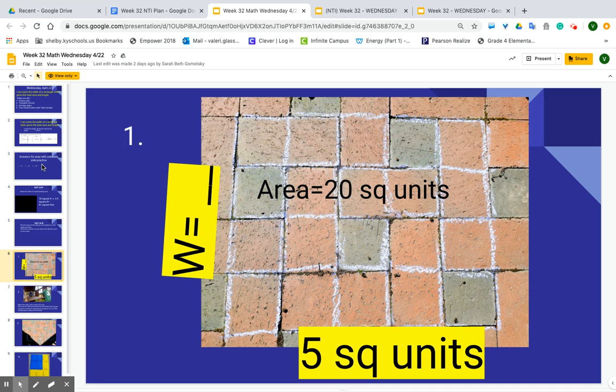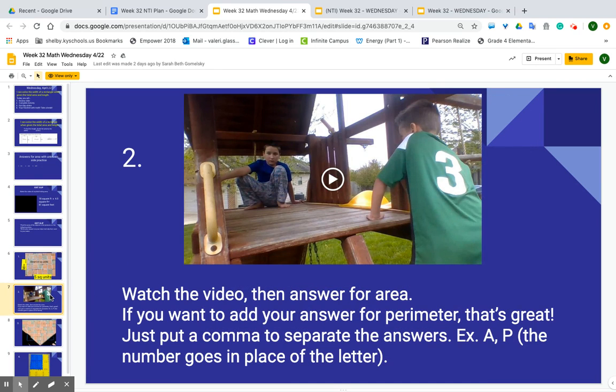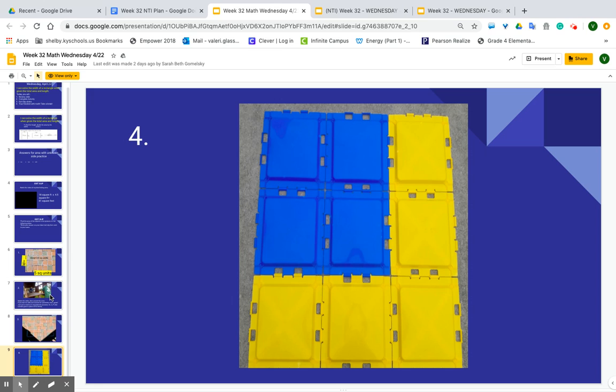So let's look at this one. We know that our total is 20. One side is 5 square units. What is the other side? So you're going to figure out 5 times what is 20, or 20 divided by 5 equals what? So you're going to work yourself through these slides until you finish with number 4. So those are your lessons for today.